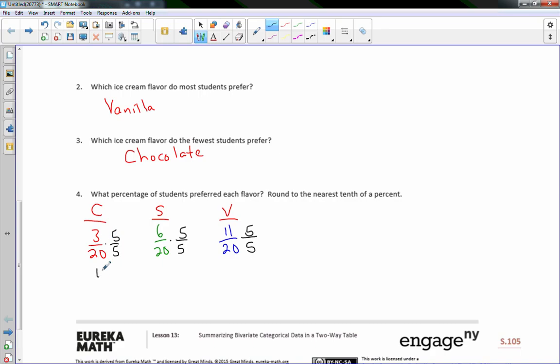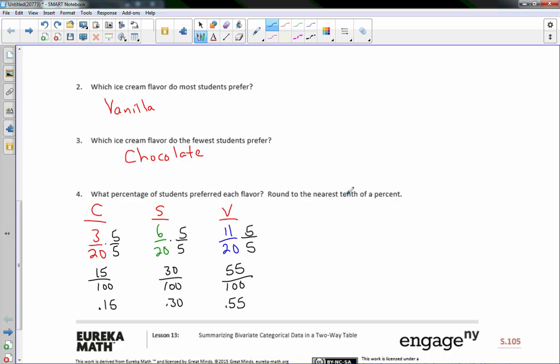So 3 times 5 is 15 100ths. 6 out of 20 times 5 is 30 out of 100. And 11 times 5 is 55 out of 100. Well, percent is a decimal, so 15 divided by 100 is 0.15, 15 100ths. This is 30 100ths, so that's 0.30. And this is 55 100ths, so 0.55.